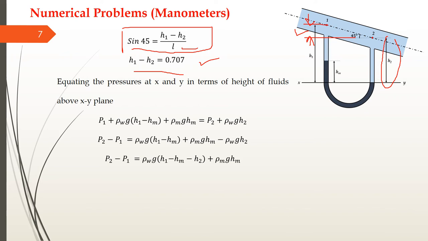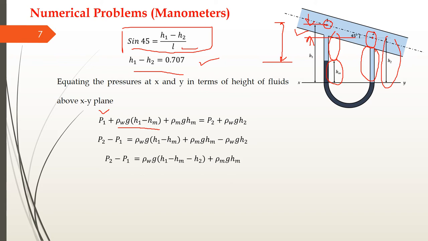So what we will do, the pressure acting at this point, pressure due to this liquid level and pressure due to this liquid level will be equated to the pressure due to this liquid level and pressure at this point. So P1, then rho W into G into H1 minus HM. So this will be H1 minus HM means the pressure for this one. So rho W, because we have the water over here, we can straight away use the density of the water multiplied by your acceleration due to gravity.